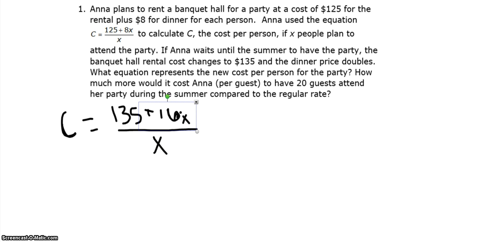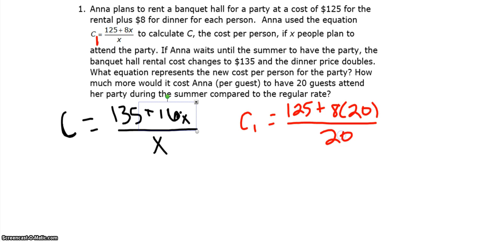Now the second one. How much more would it cost Anna per guest to have 20 guests attend her party during the summer compared to the regular rate that's provided? Alright, so first let's call our first equation C sub 1. So I need to figure out 20 guests for C sub 1. So C1 is equal to 125 plus 8 times 20 divided by 20.